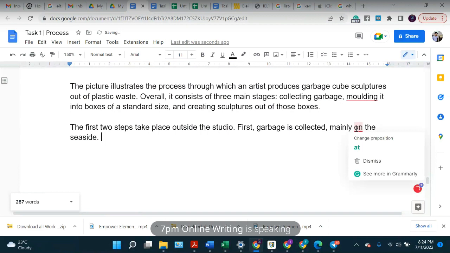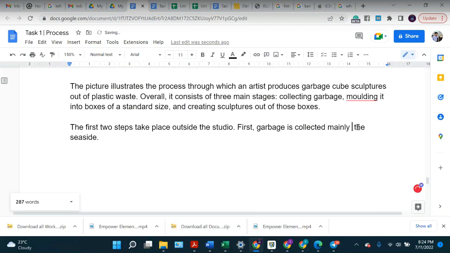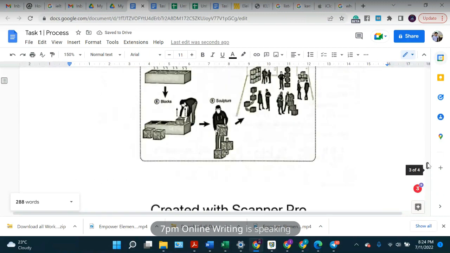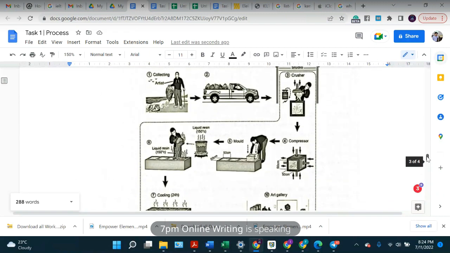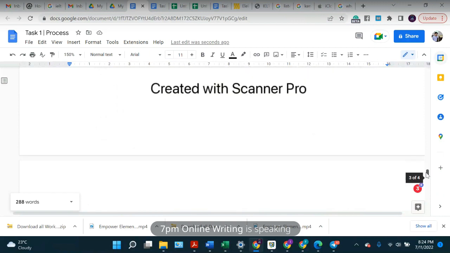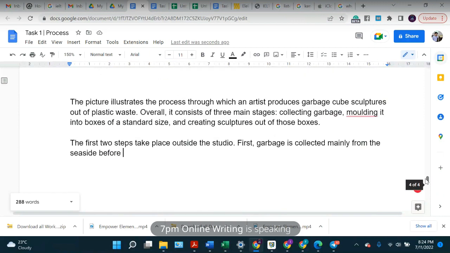Garbage is collected mainly from the seaside before, maybe, right? Being taken to a studio. Or we want to make it longer, so we need to explain the second step as well, like loaded into a truck and taken, right? Yeah.